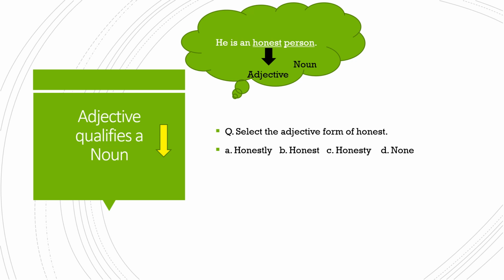Now if you see the sentence in the cloud, that is, he is an honest person. We said in our definition that an adjective qualifies a noun. So in the given sentence, person is a noun, and honest is adding meaning, or telling us something about the person, that is our noun. So the adjective over here would be honest. This is one way you can guess an adjective in a sentence: it will always be adding meaning to the noun.